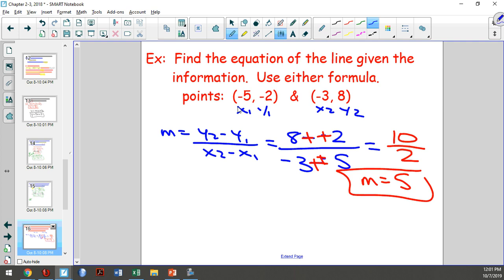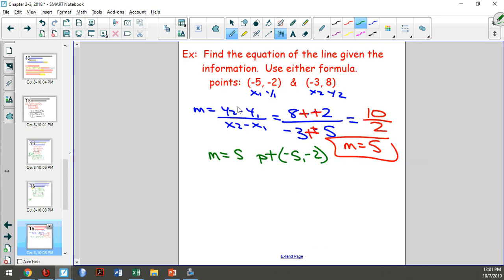So now I have 2 points and a slope. How do I find the equation of the line? Pick one of the points. So what point do you want to utilize? My slope is 5, and which point am I going to utilize? Somebody tell me. Negative 5, negative 2, I hear.